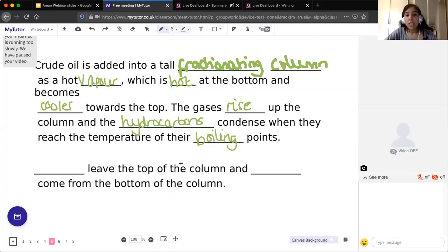Okay, so what leaves the top of the column then? So we know that there's a difference between the top and the bottom. So if the top's the coolest, what's going to leave at the top and what's going to leave at the bottom? Good, so gases tend to leave at the top of the column. So the gases will rise up. They don't tend to condense very well. They tend to stay as gases, so they will leave the top of the column as a gas.